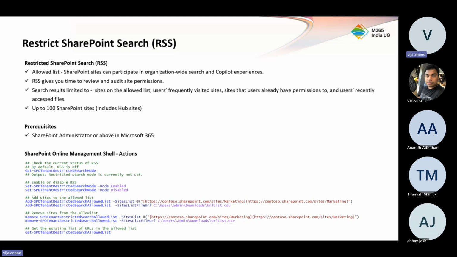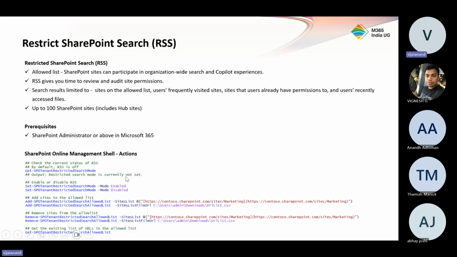So we can make use of this Restricted SharePoint Search. What it actually does is let you have only those 50 sites enabled for the Copilot to generate the response. You can do that through the SharePoint Online Management PowerShell script. When you want to enable RSS, you have something called an allowed list. SharePoint sites on it can participate in org-wide search and the Copilot experience. It gives you time to review and audit all the remaining site permissions or to perform the site access review and everything.